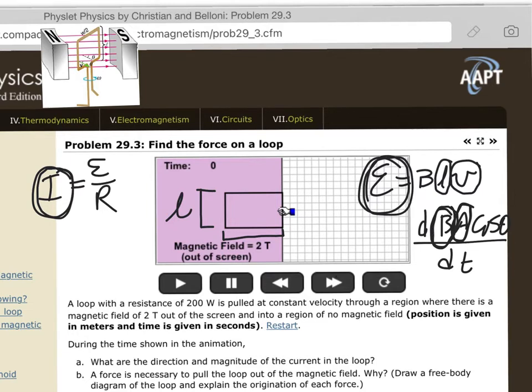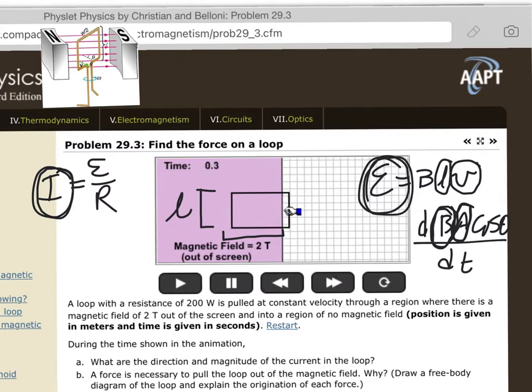So notice, as the loop moves, there's a constantly induced current, and that current in the red area is in a magnetic field. So figure out what the force is on those wire segments as it moves through the magnetic field. Go ahead and do that and see what you get.